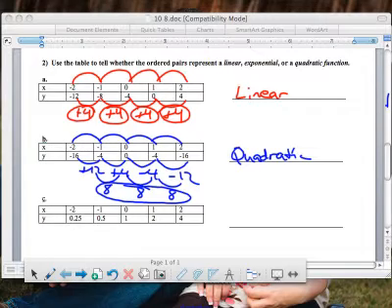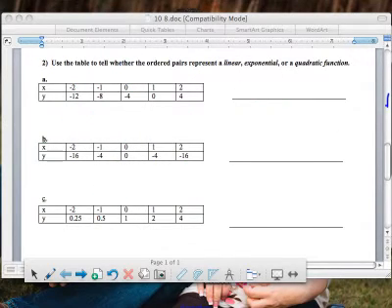Okay, and then an exponential is going to be a little bit different. You're going to notice here in part C, and I don't know off the top of my head if part C is in fact an exponential. I believe it is. But let's go ahead and take a look.